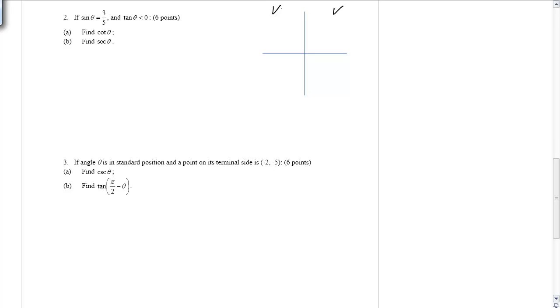Alright, tangent theta is smaller than 0. Tangent theta is smaller than 0 whenever sine and cosine have opposite signs. So if sine is positive, cosine is negative. Alright, that happens in the second quadrant. Or sine is negative, cosine is positive. That happens in the fourth quadrant. Therefore, to satisfy both requirements, the angle must be in the second quadrant.